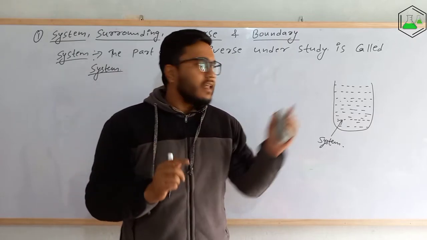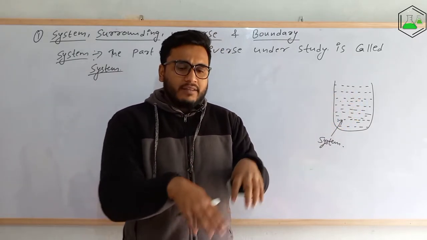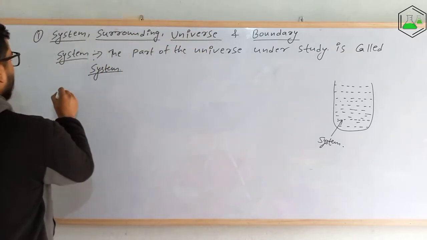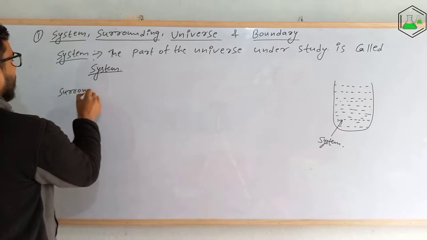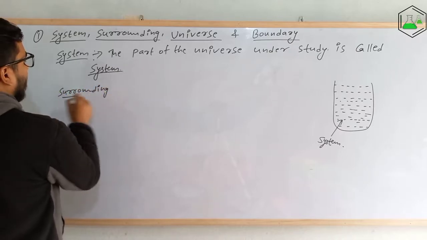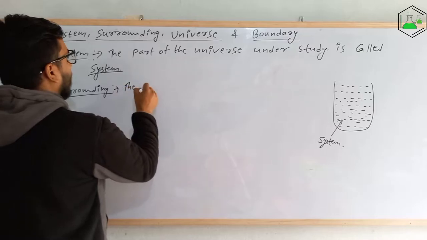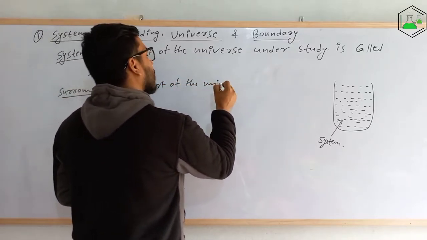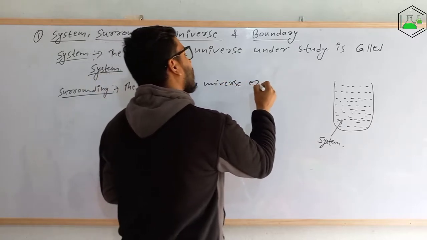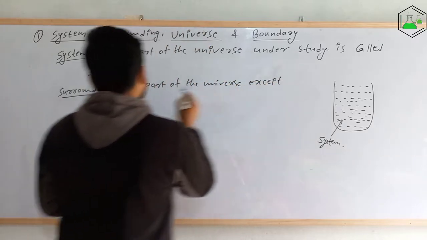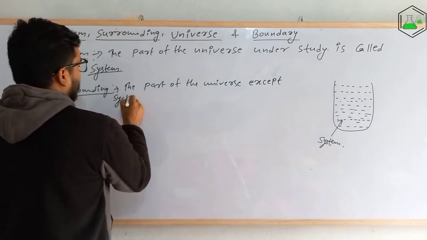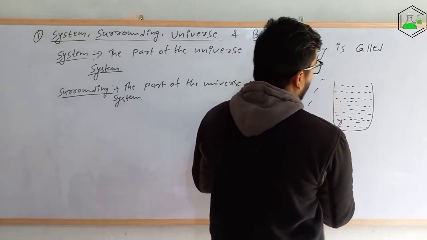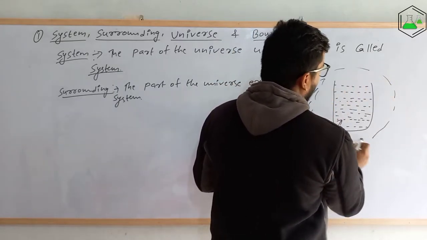Now, surrounding means the part of the universe except that system part. If you remove that system part, whatever part is remaining in the universe, that is called surrounding. So surrounding can be defined as the part of the universe except system, right? So any part, this all part, what is it called?